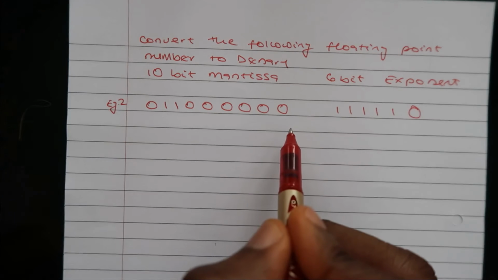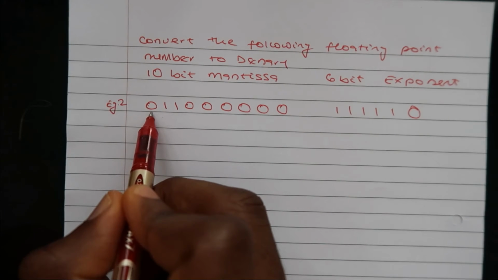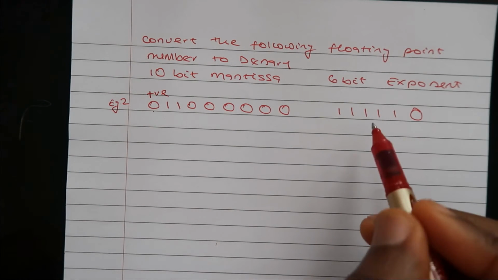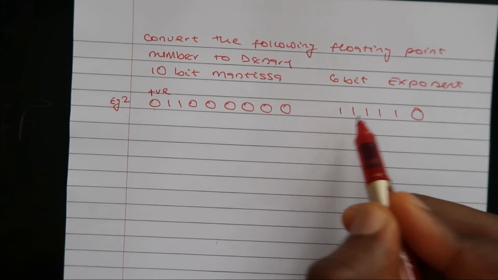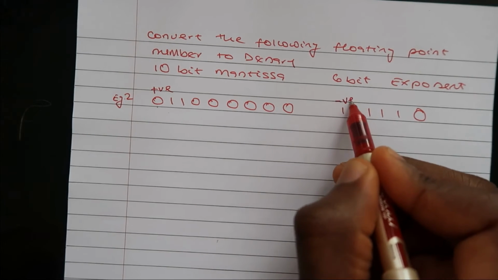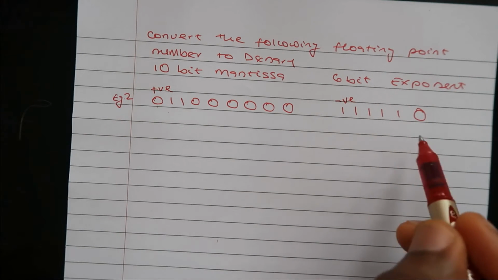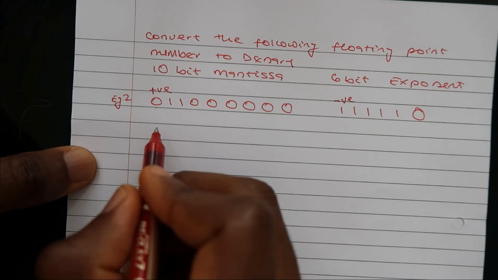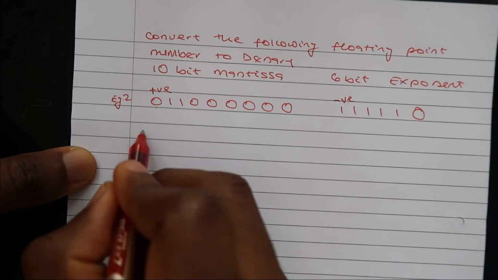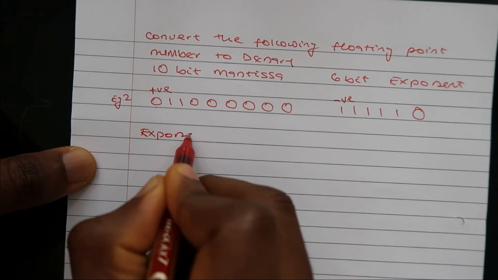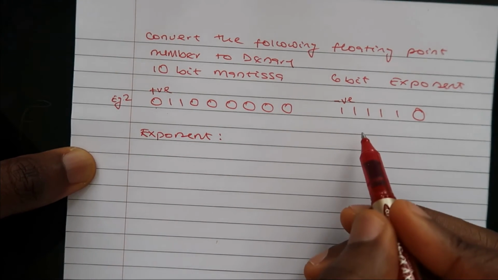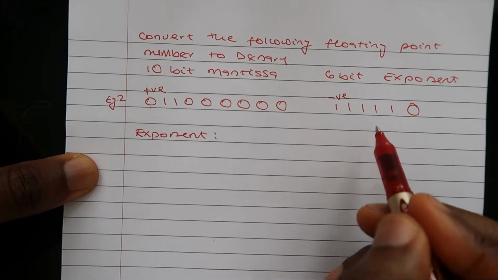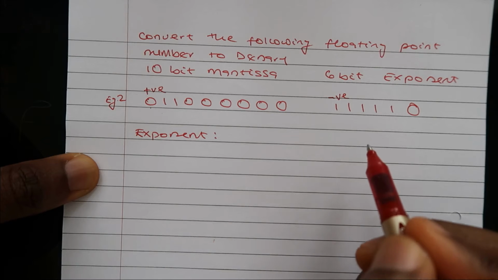When looking at these, I know that because this begins with 0, my mantissa is a positive value. And because this begins with 1, my exponent is a negative value. So I know that just by looking at the values here. So the next thing I want to do is to find the value of my exponent. So I would want to solve for my exponent. Now my exponent here is a negative value, and this means I would have to represent it in its 2's complement form.